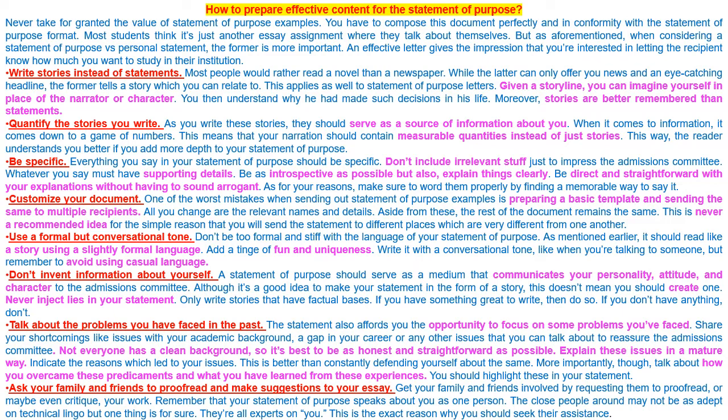Ask your family and friends to proofread and make suggestions to your essay. Get your family and friends involved by requesting them to proofread, or maybe even critique, your work. Remember that your statement of purpose speaks about you as one person. The close people around may not be as adept on technical lingo, but one thing is for sure. They're all experts on you. This is the exact reason why you should seek their assistance.